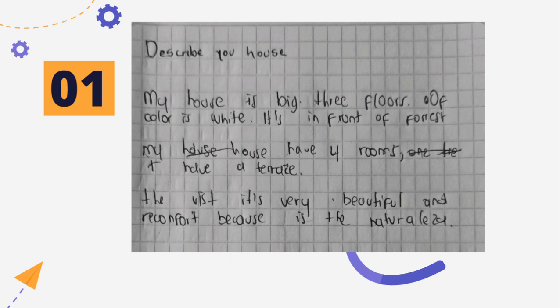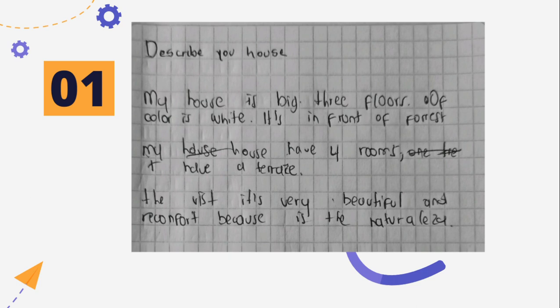First of all, this writing exercise is: describe your house. So the person answered, "My house is big, 3 floors, of color is white, it's in front of forest. My house have 4 rooms, it have a terrace. The beast it's very beautiful and recomfort because it's the naturaleza."